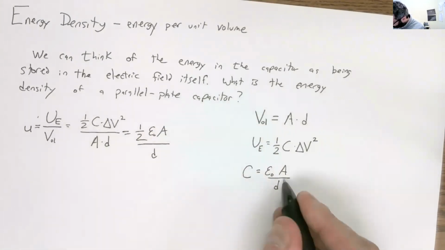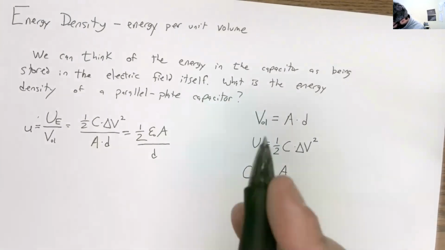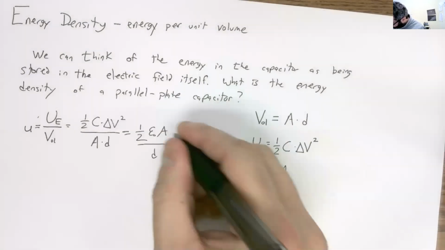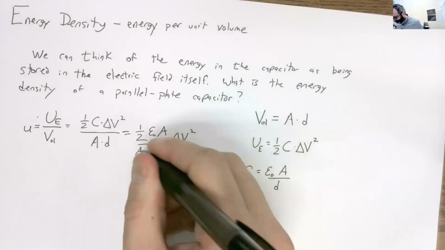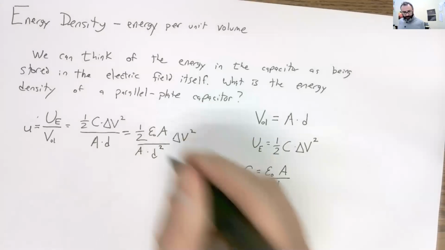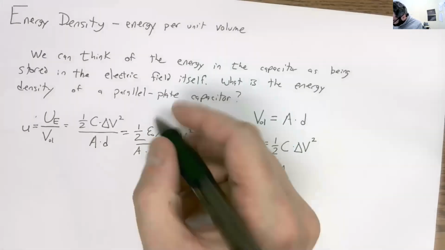times V, the potential squared, and then divided by A times D. So that's a second D, so that's a D squared. So the A's cancel out there, but the D's don't.